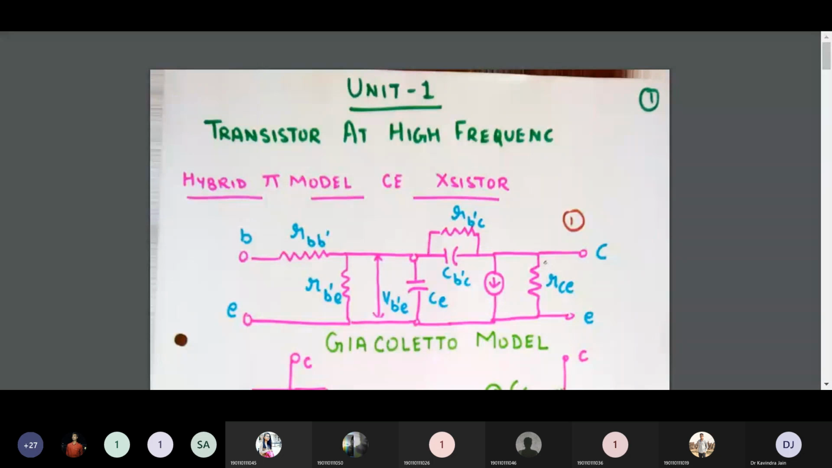At higher frequencies, H parameters become complex. So, the hybrid pi model is used for higher frequency analysis.